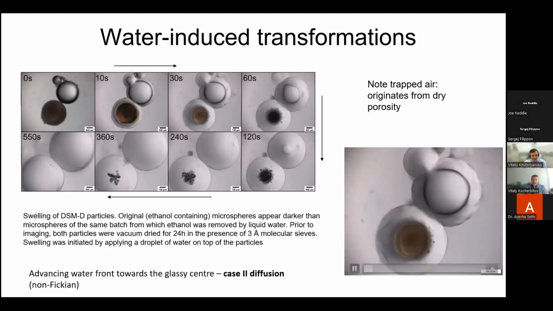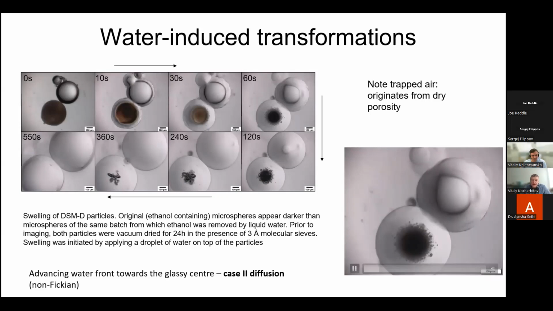The hydration happens in a non-Fickian way, which means in a way which does not obey Fick's law, because of the presence of glycostate. So you can clearly see the moving front. This is case 2 diffusion. We also can see a difference between those two different particles. The difference between them is that here we have a kind of dark area and here we have a transparent area.